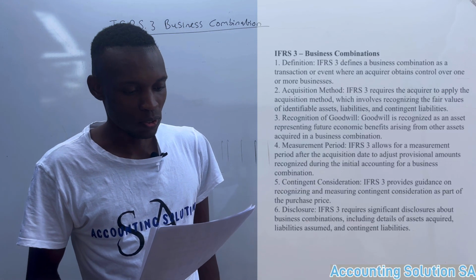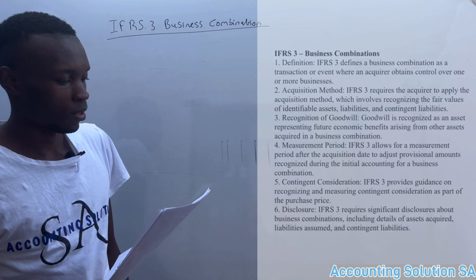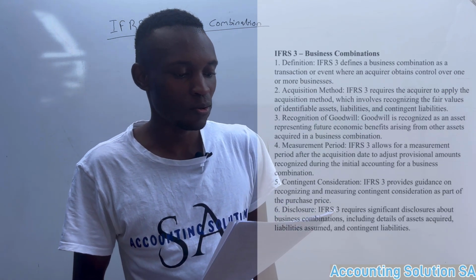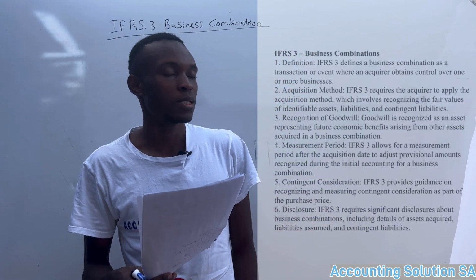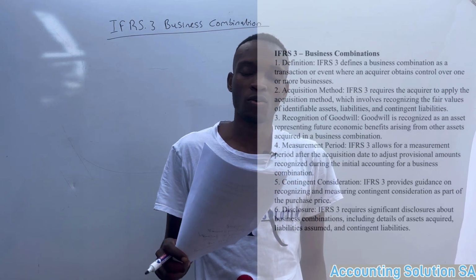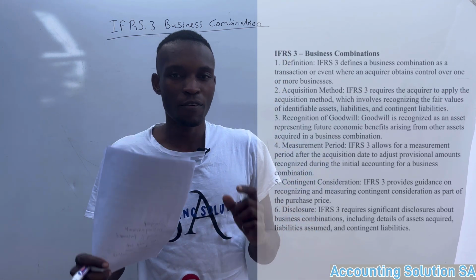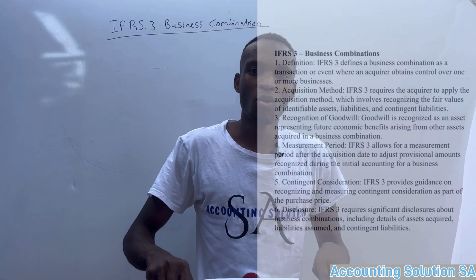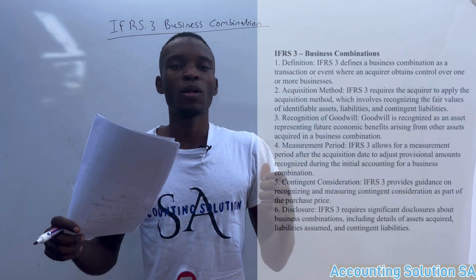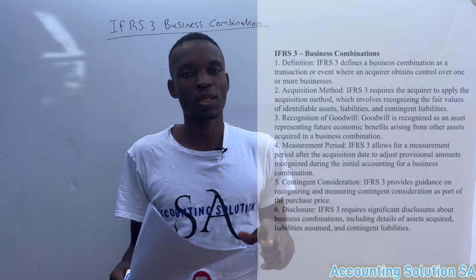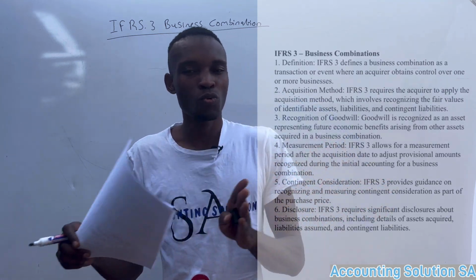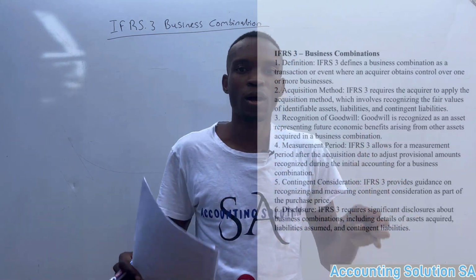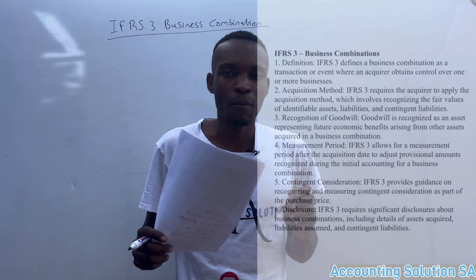Okay, so when we talk about IFRS 3, it defines a business combination as a transaction or event where an acquirer obtains control over one or more businesses. So in other words, a business combination is the first step when a business is purchasing another business, which means that all those processes that we need to do when we are purchasing another business, that's where we start from, before we do those intra-group eliminations that we are going to discuss when we do IFRS 10. So we have to start with a business combination.